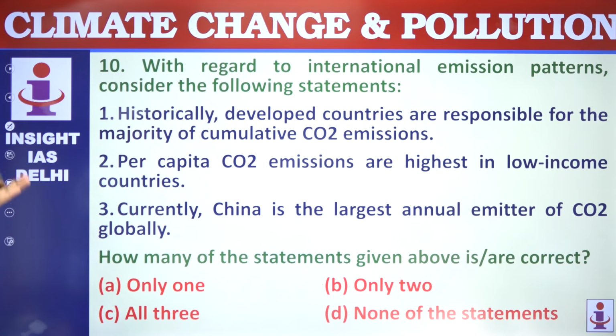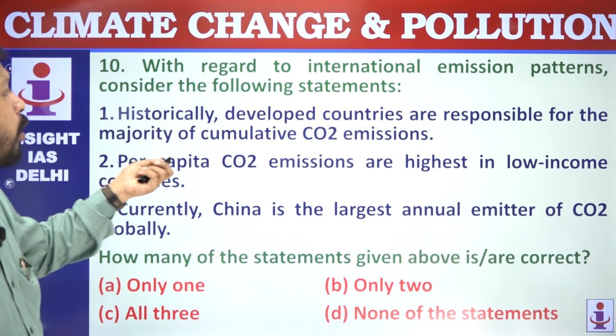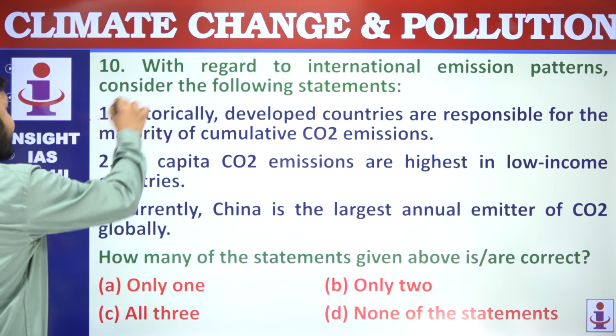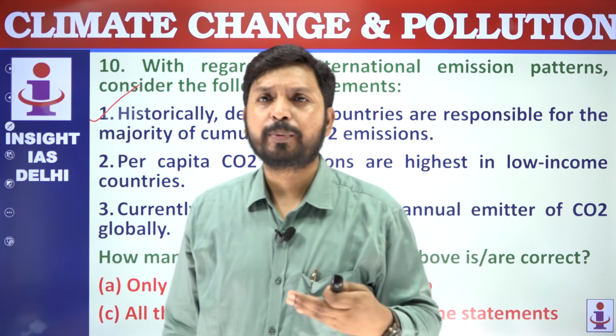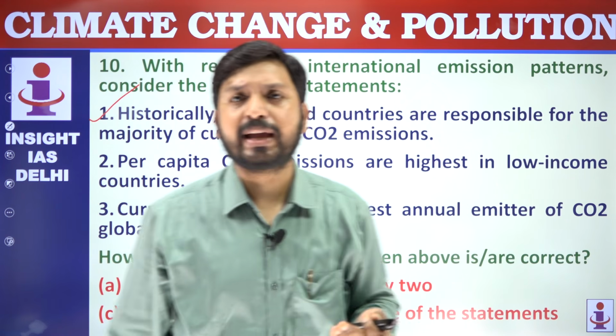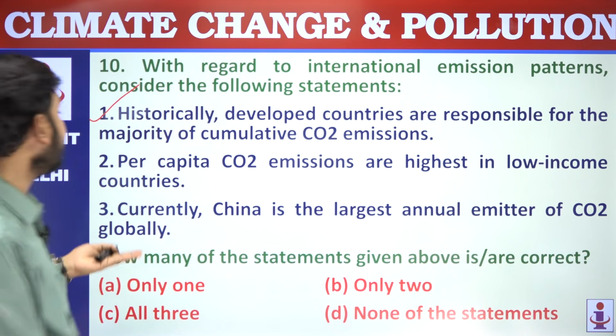Let's go to the next question. With regard to international emission patterns, consider the following statements. Historically, developed countries are responsible for the majority of cumulative carbon dioxide emissions. Yes, this is the right statement, especially the developed countries like North America and Europe, they have contributed a huge amount of carbon dioxide emissions. Next one, per capita carbon dioxide emissions are highest in low income countries.